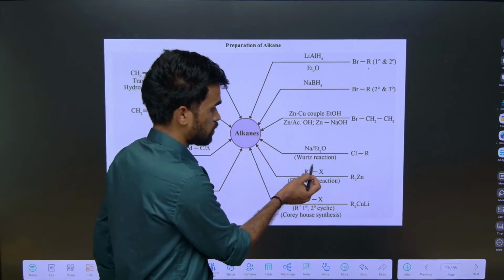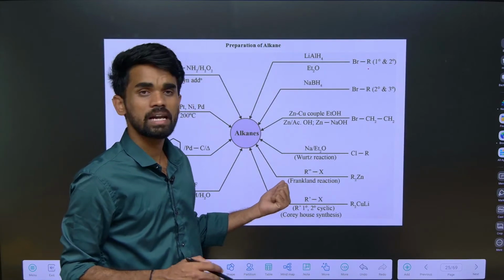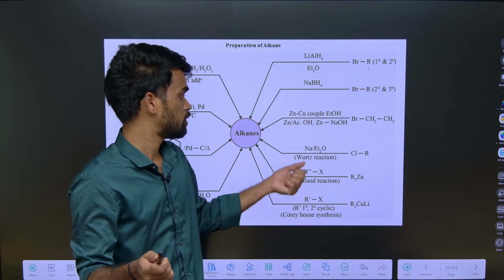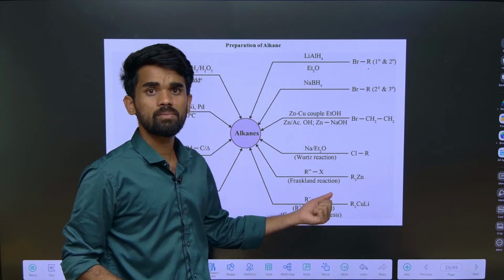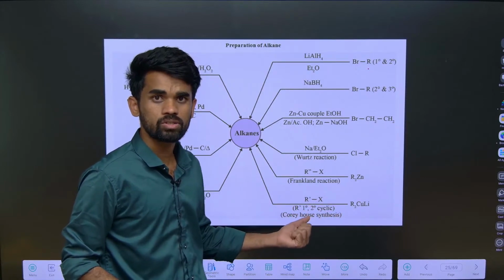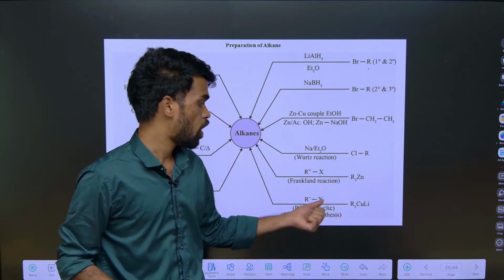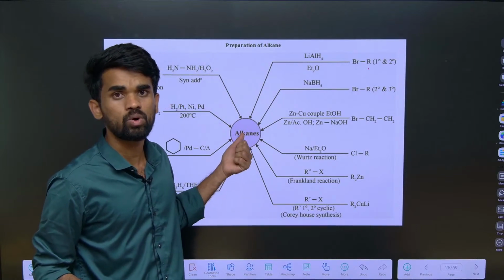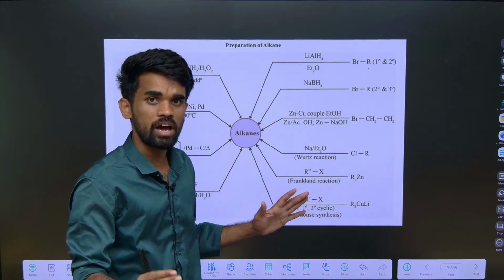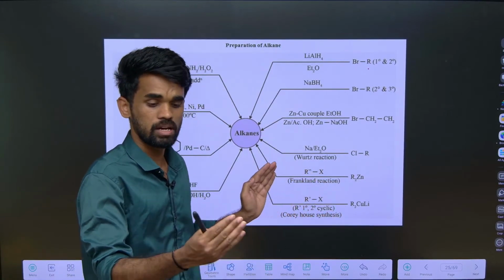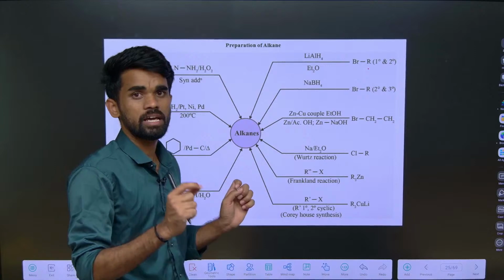Next, Frankland synthesis: here we have alkyl halides with zinc. Two moles of alkyl halides we can take, and it will couple similar to Wurtz reaction, giving R-R as a product. Then next, using Gilman's reagent, this reaction is called Corey-House synthesis. Here we are using dialkyl lithium cuprate, which is called Gilman's reagent. Upon treating with alkyl halide, we will get the respective alkane. All these things we discussed in the last class very clearly. If you haven't watched that session, you can go and watch it in the playlist with the name hydrocarbons.